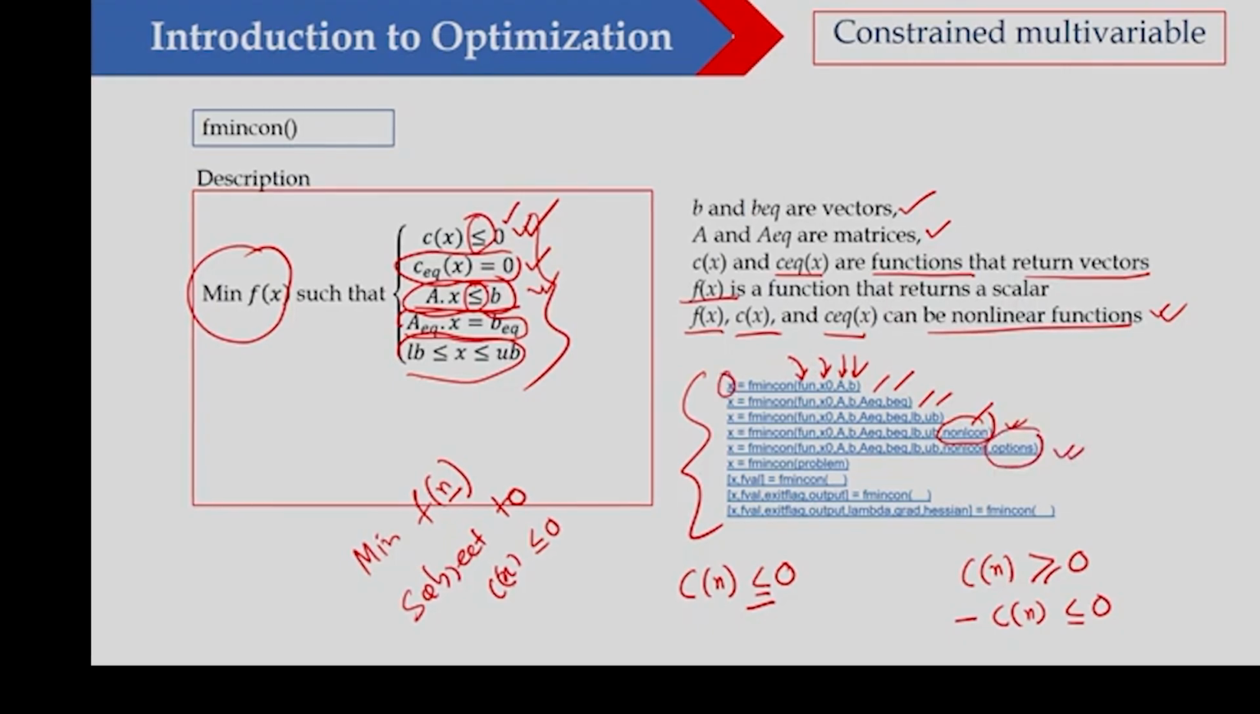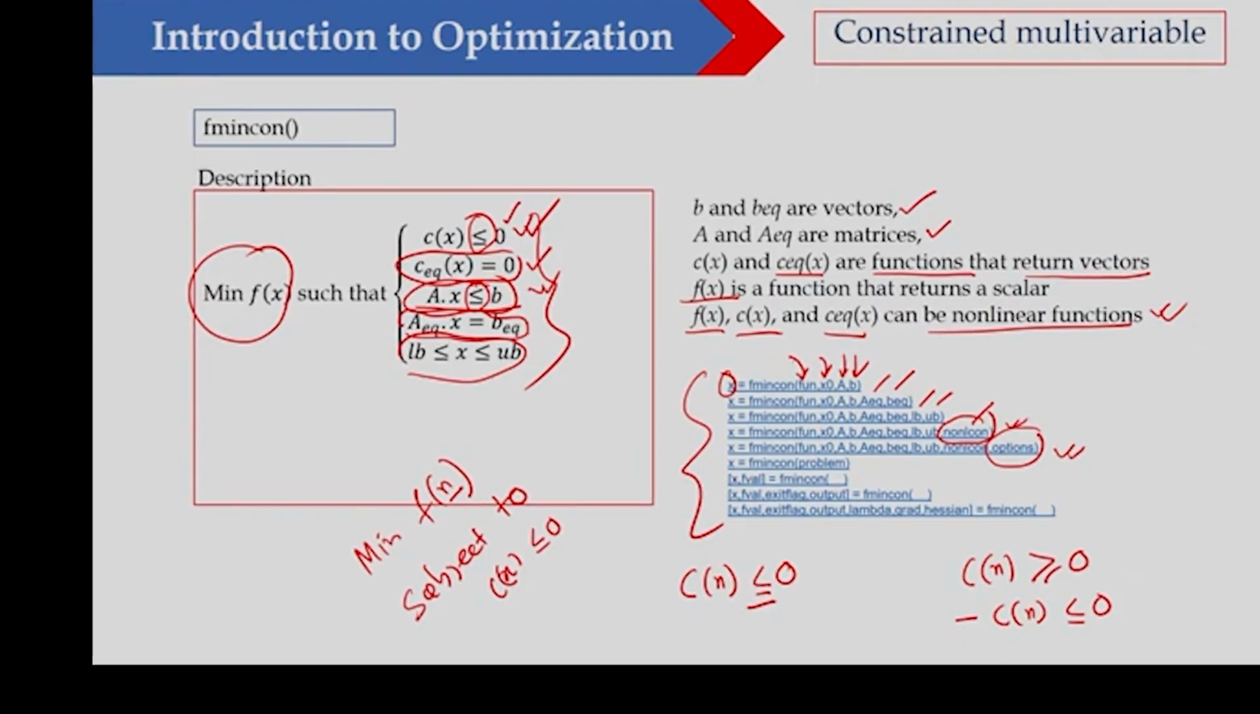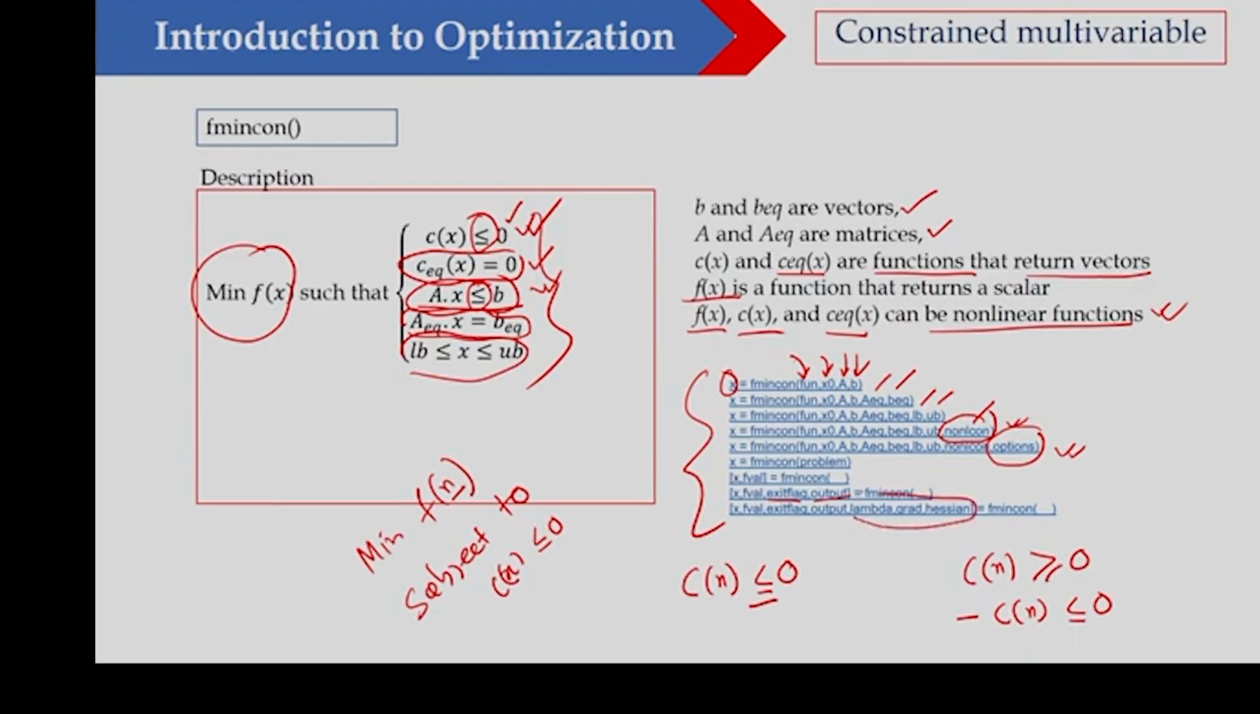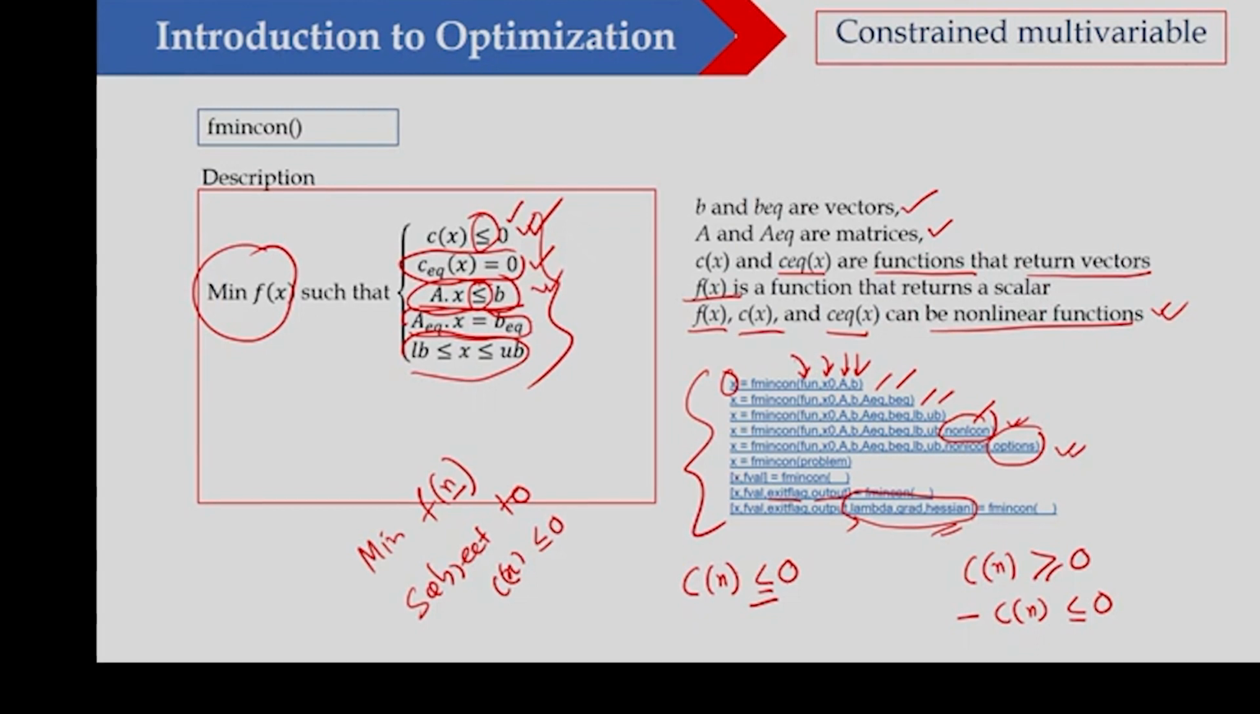So, if you are writing x, that means the optimal solution will be returned, and if you are writing f, then the optimal function value will also be returned. Similarly, I can see the exit flag and output, and I can also get other information like lambda, gradient, and Hessian from here.